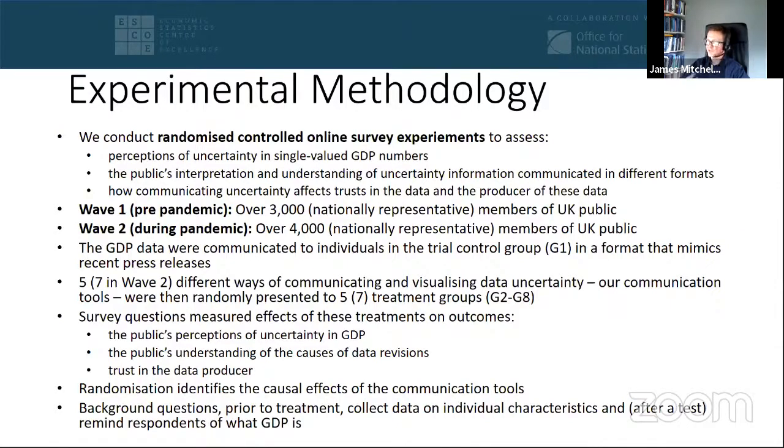With the kind support of the ONS and ESCoE, we were able to run a second wave of the survey at the height of the pandemic last year. We enlarged the sample to 4,000 nationally representative members of the UK public. And as I'll go on to say, this enabled us to apply two additional treatment groups to the online experiments.